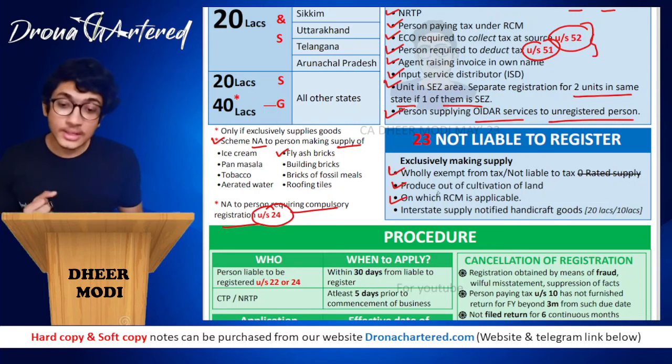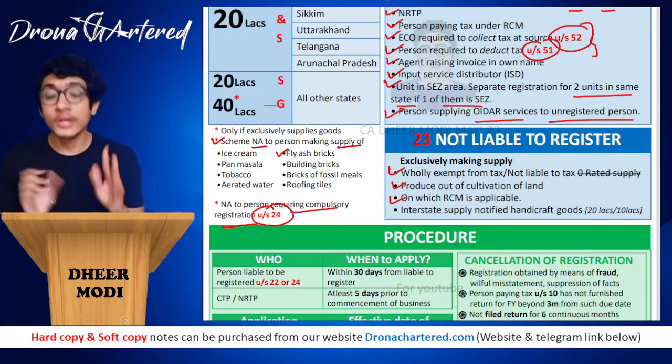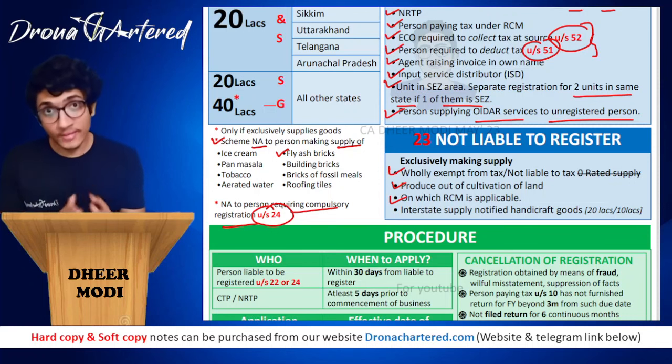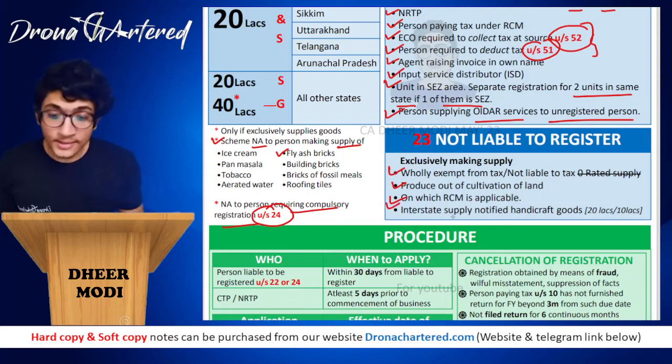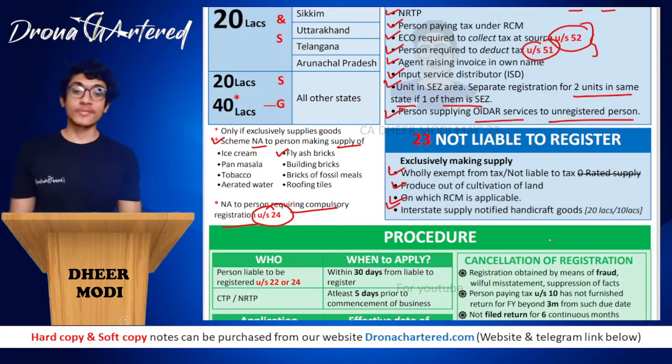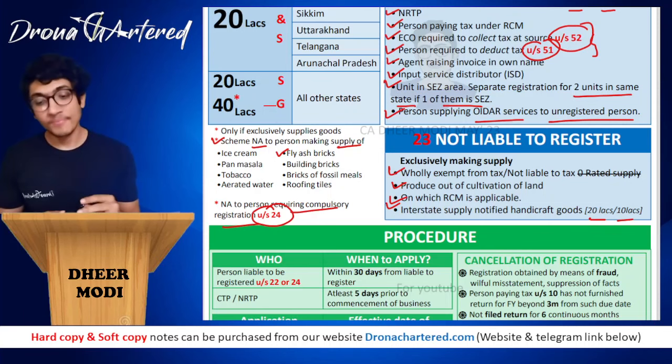Therefore, in such a case, since RCM is applicable, he does not need any GST liability, he does not have any GST registration, he does not need to register. And last is interstate supply of notified handicraft goods. So for them, the limit of 20 lakhs and 10 lakhs is applicable.